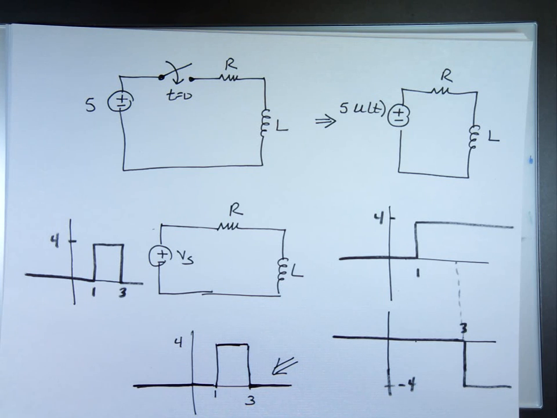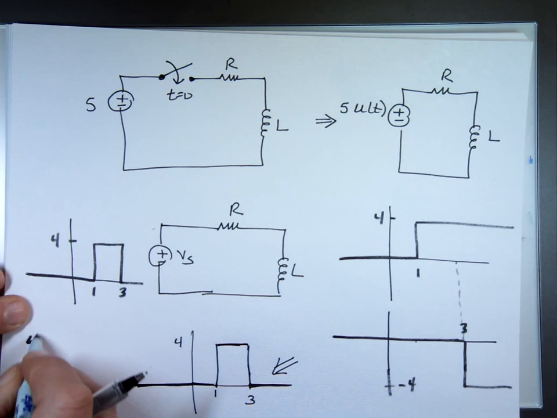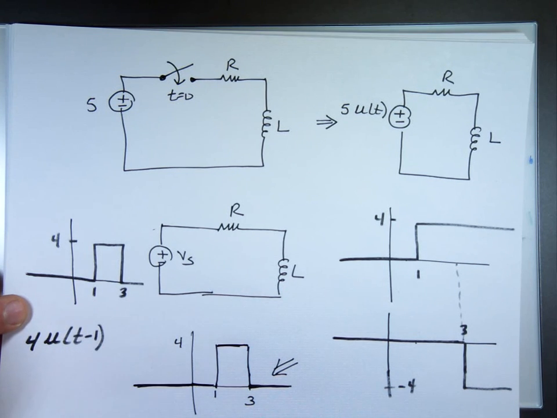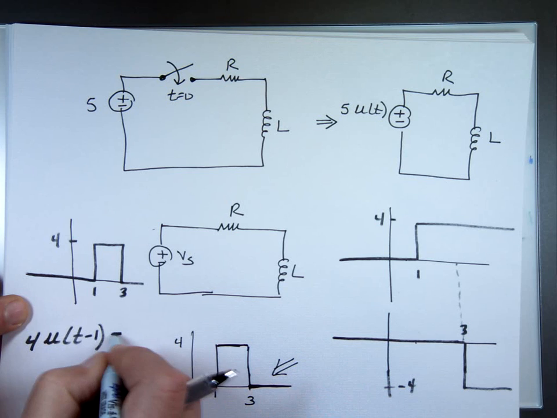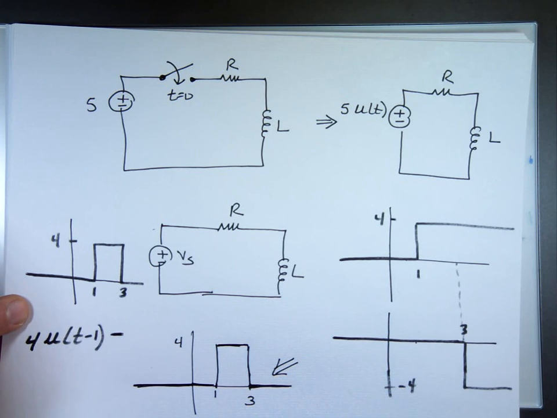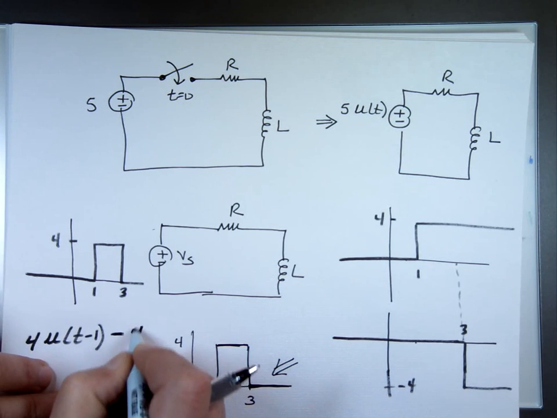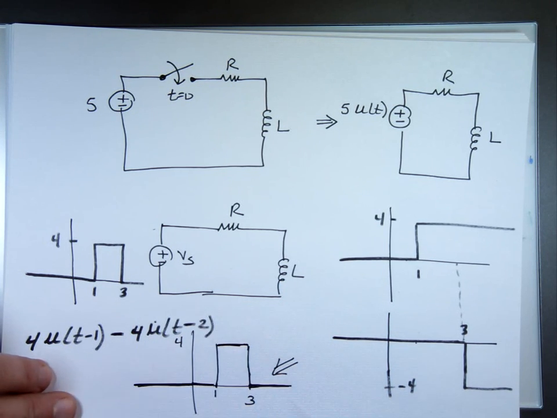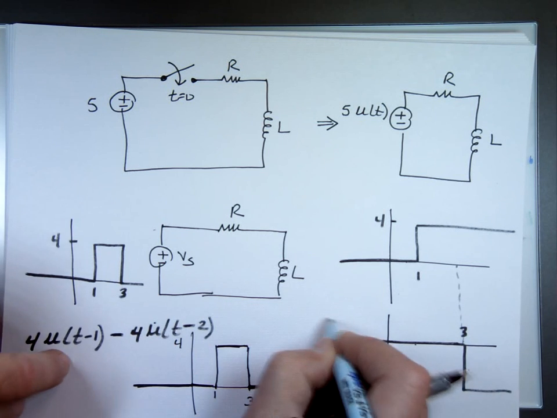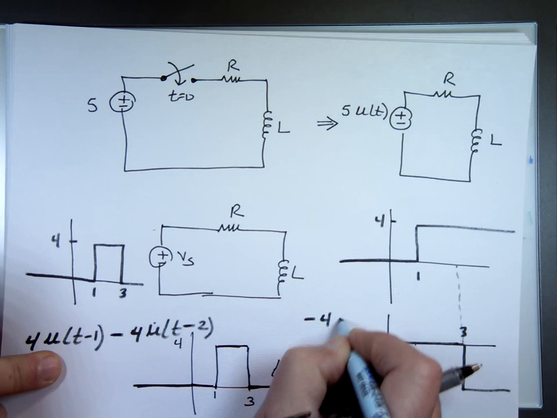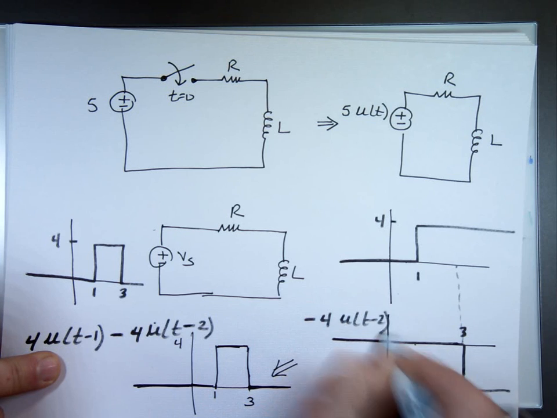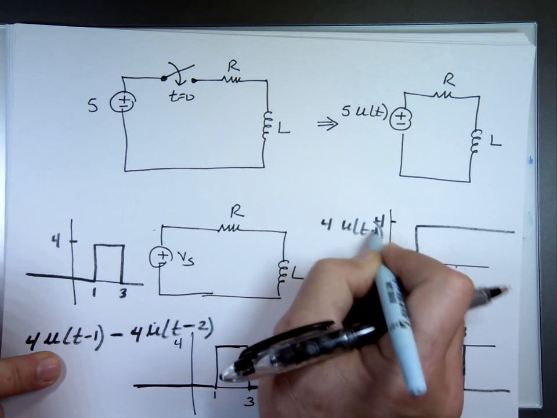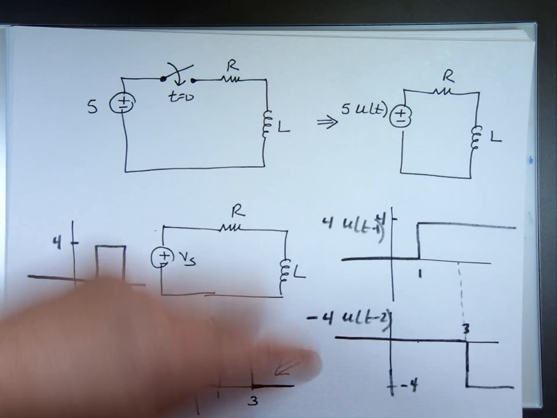So I can write that as what? It is actually 4 times what? U sub t minus 1, subtract from it, or add to it the opposite, 4 u sub t minus 2. You're adding these two. This one is a negative 4 u sub t minus 2. This is 4 u sub t minus 1.